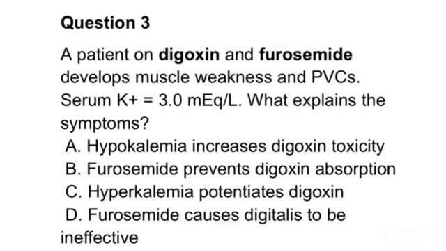Question 3. A patient on digoxin and furosemide develops muscle weakness and PVCs, serum K+ equals 3.0 mEq/L. What explains the symptoms? A. Hypokalemia increases digoxin toxicity. B. Furosemide prevents digoxin absorption. C. Hyperkalemia potentiates digoxin. D. Furosemide causes digitalis to be ineffective.